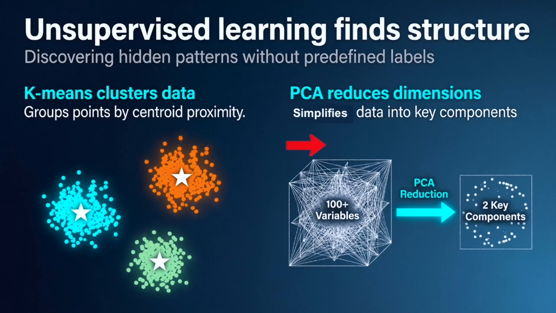Another widely used technique is principal component analysis, PCA, which reduces the dimensionality of large datasets by transforming the original variables into a smaller set of principal components. These components retain most of the important information while simplifying the data, reducing noise, and making visualization and analysis more efficient.